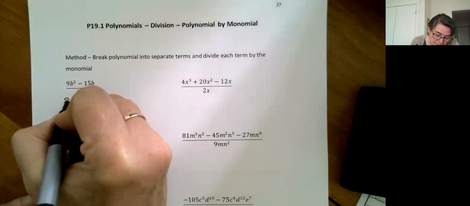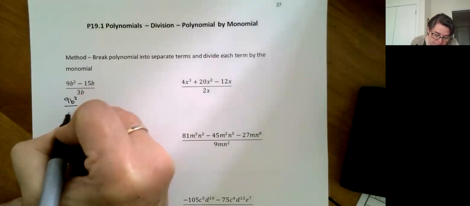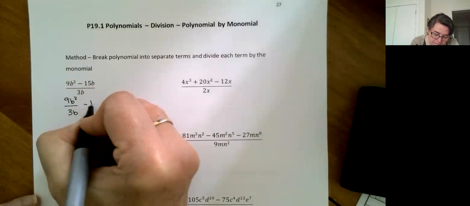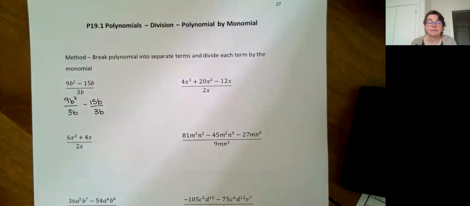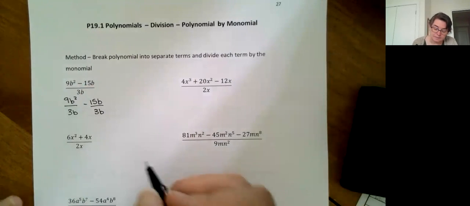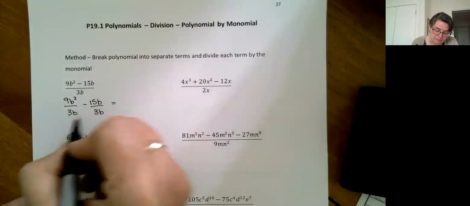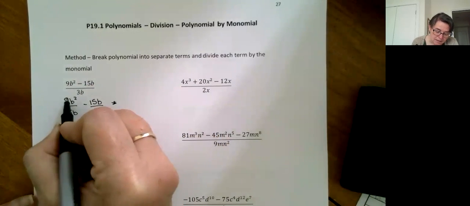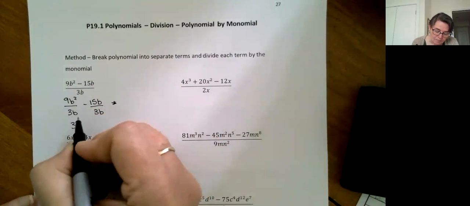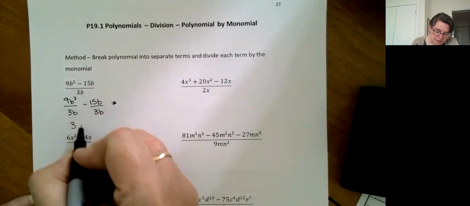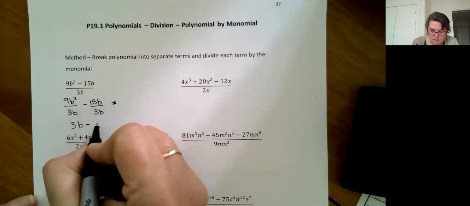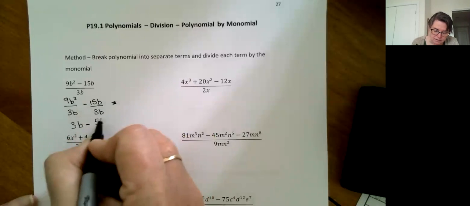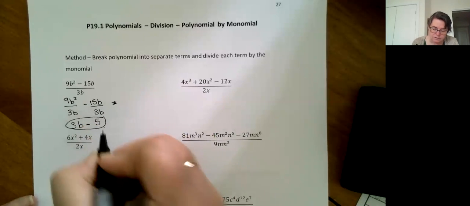So what I'm saying is do this. Rewrite it. Break it into parts. Signs come straight down the way they are. And then you just do each one. I'm going to work down. 9 divided by 3 is 3. B squared divided by B is B. Subtract. 15 minus 3 is 5. And the b's cancel out. And there we go. 2 terms.